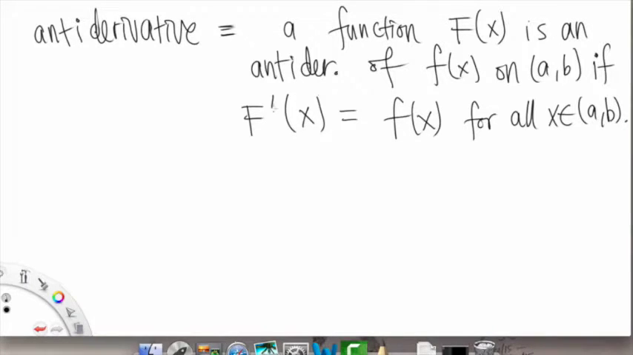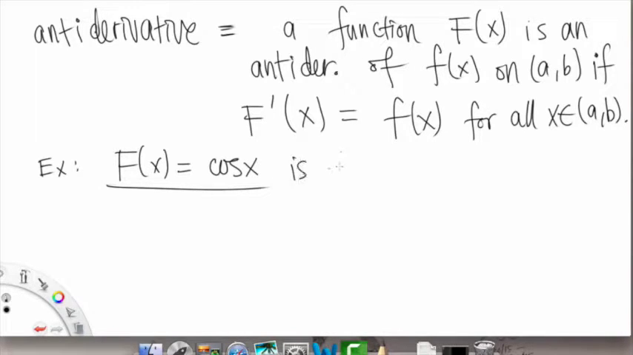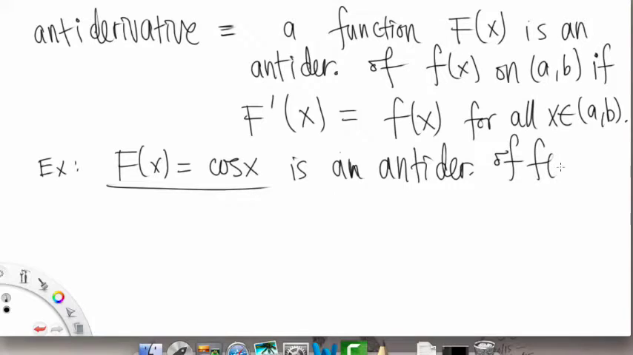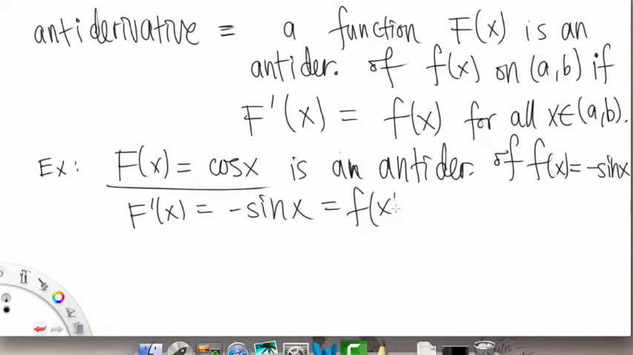So what that means is, for example, here's our example: capital F of x is equal to cosine x. So this is an antiderivative of f of x equal to negative sine x, right? Because if we differentiate our capital F prime of x, we get negative sine x, which is then equal to our lowercase f of x.